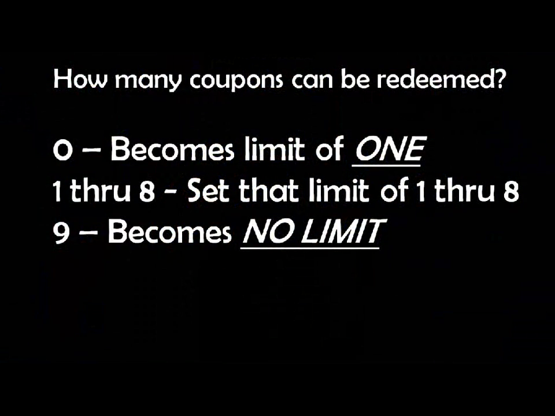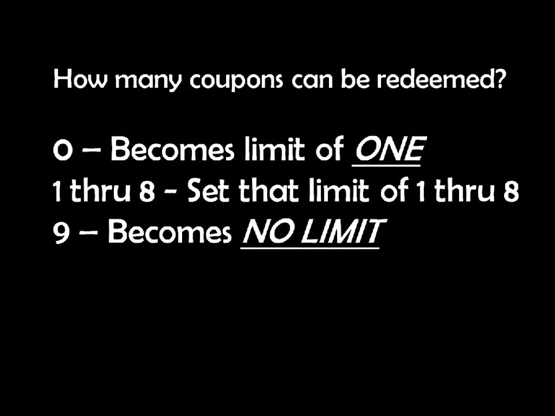If you enter 0 for how many coupons can be redeemed, the POS will take this as that they get 1 per transaction. If you enter 1, 2, 3, 4, 5, 6, 7, 8, then the limit will be 1, 2, 3, 4, 5, 6, 7, or 8. That makes sense. If you enter 9, this will tell the system that they can get as many as they want.